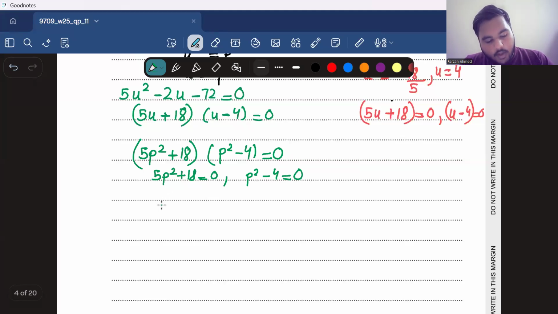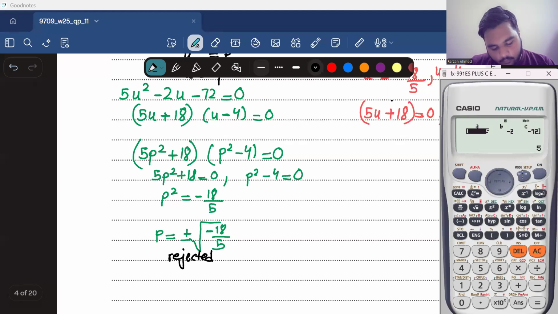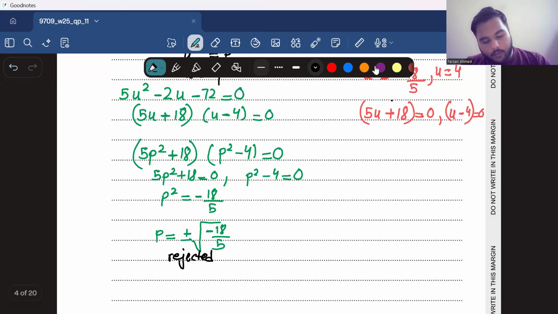If we solve this, p square is equal to minus 18 over 5, and we will take the square root of minus 18 over 5. This will be rejected. How I can show you in the calculator: if we write square root of minus 18 over 5, look, math error is coming.